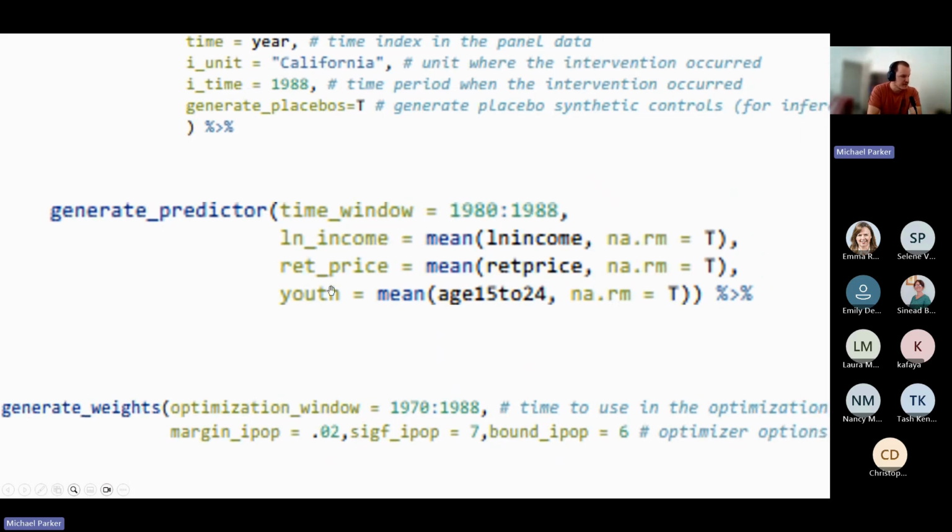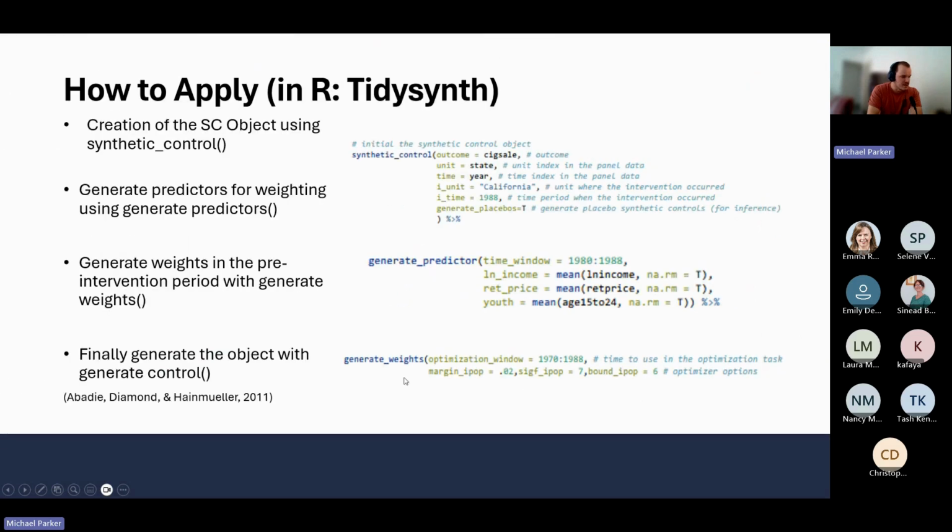And then finally, we just have this generate weights at the bottom, which specifies our window to optimize in. We have 18 years in this example of the time period in the pre-intervention period, and then we have some optimization parameters, which we don't need to worry about too much. These are the default ones given. And then finally, there's a final function that you use, generate control. You pipe that onto this to generate the controls at the end.